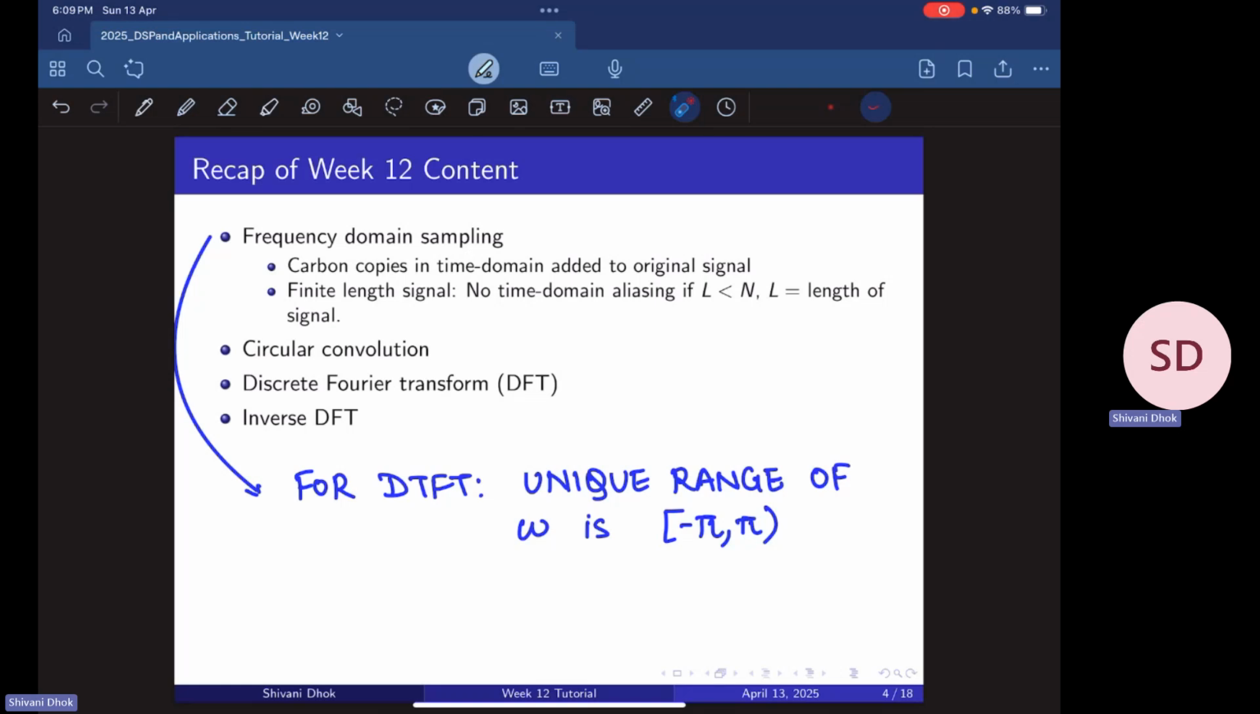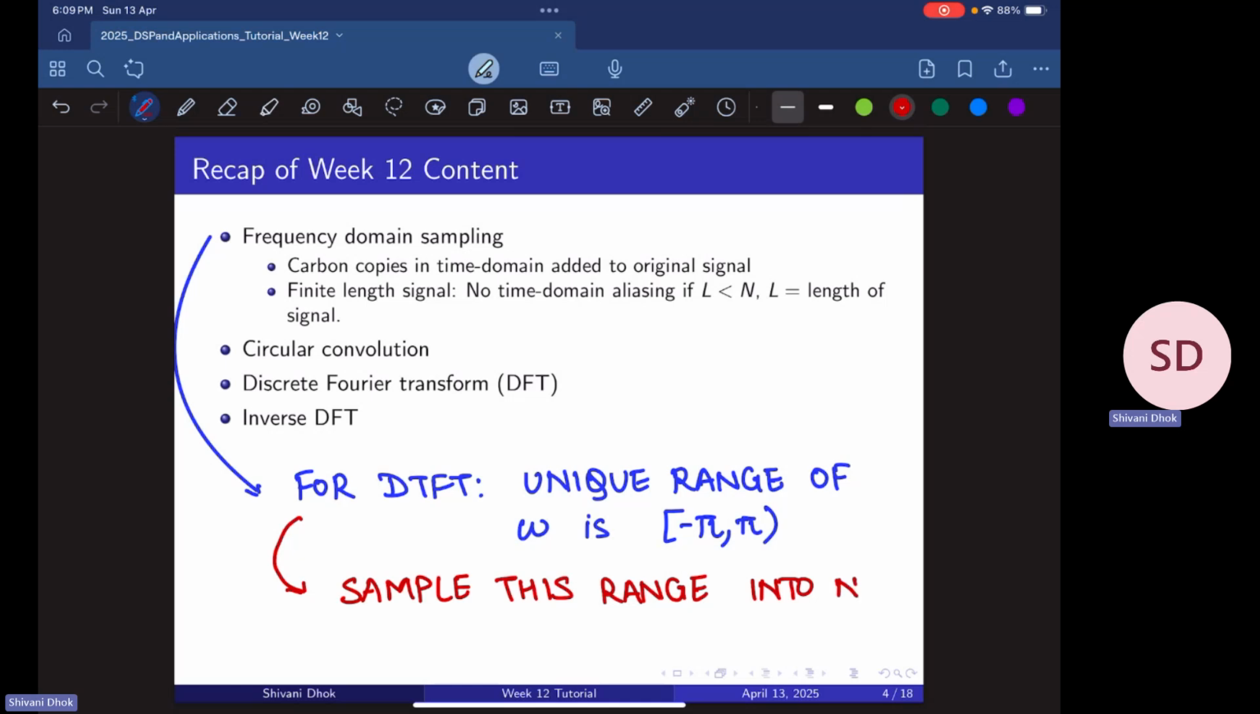Now, if you want to process this in computers, or perform filtering operations with the help of this DTFT, we can't do it, because it has infinite precision. So this can't be handled by computers. So what do we do? We sample this range into N points.